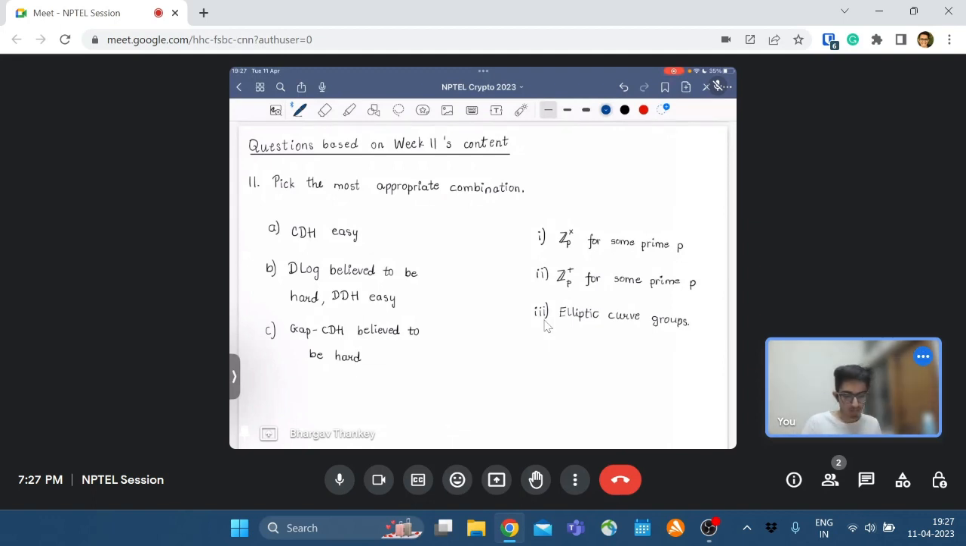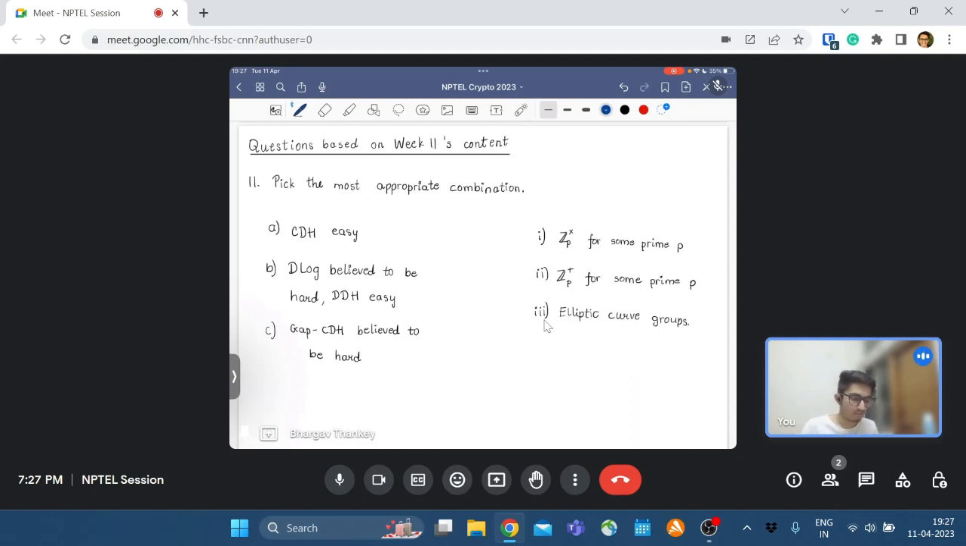Yeah, so now let's look at problems based on Week 11's content. The first problem is pick the most appropriate combination. In the RHS, we have the CDH problem is easy. The D-log assumption is believed to be hard, but the DDH problem is easy. The option C is that the gap DDH problem is believed to be hard.